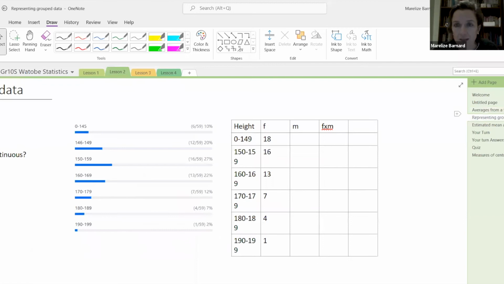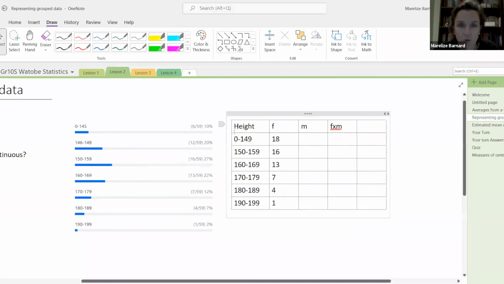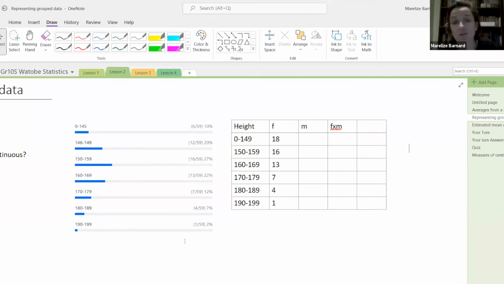Now, this is actually from Tuesday's lesson, where we did this poll on your heights. So we are going to now calculate your mean height for this class. Well, for those who were here on Tuesday and actually participated in the poll. Now, this works a little bit differently because we have grouped data.